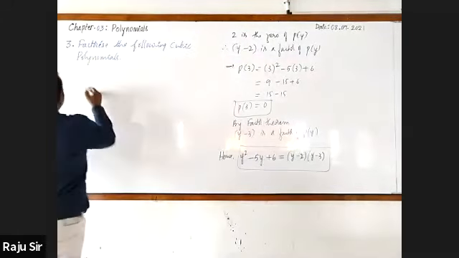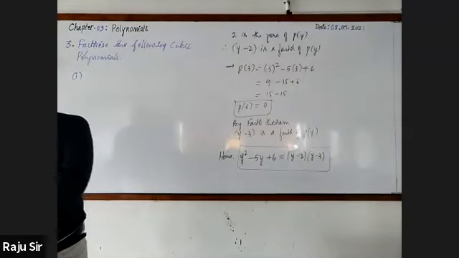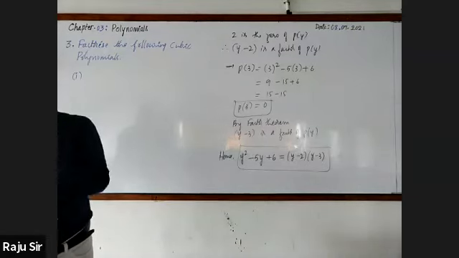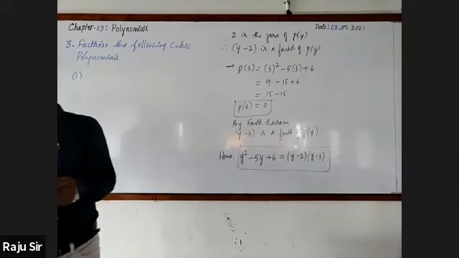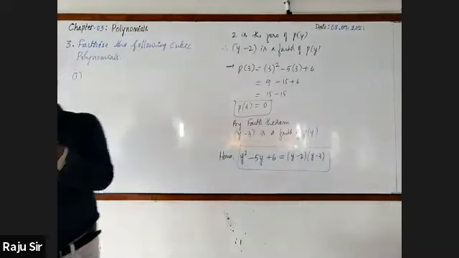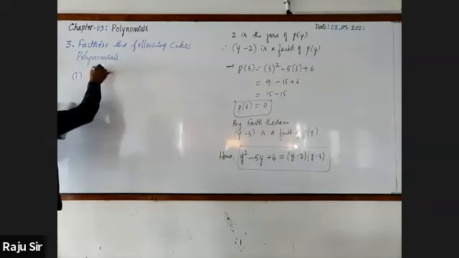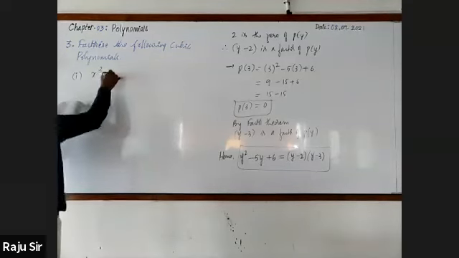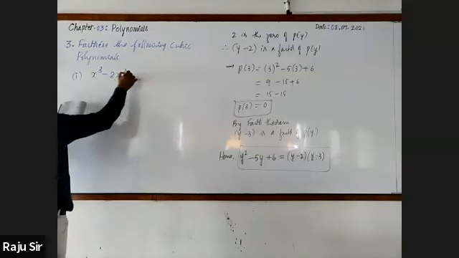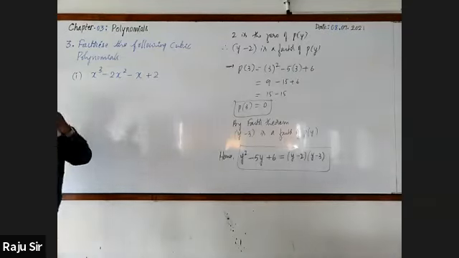Now, in that, I take the first one. Let me take the first one as a very simple one. This is a textbook problem, okay? X cube minus 2x square minus x plus 2.